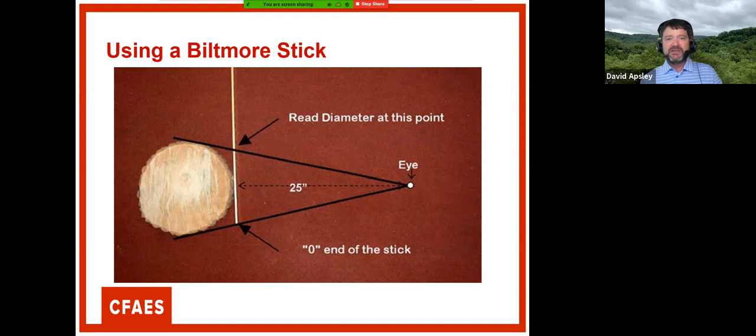So a Biltmore stick, this is kind of a bird's eye view of how it looks when you use a Biltmore stick, but you're gonna hold the stick, if it's a standard stick, 25 inches from your eye. If you made a custom stick, whatever that arm reach length is, and then you're going to line your line of sight up with the widest portion of the tree, and then you're going to read off the scale what that number looks like.